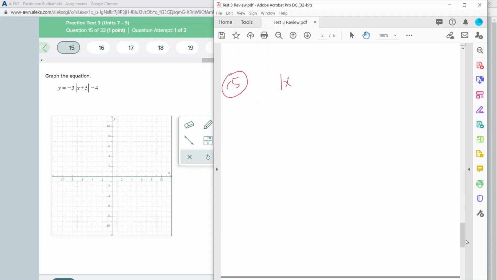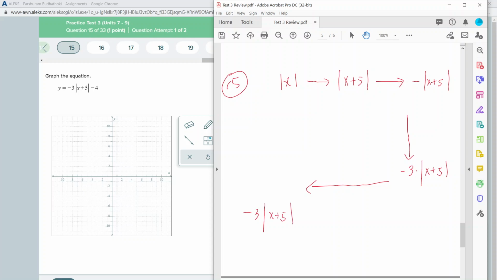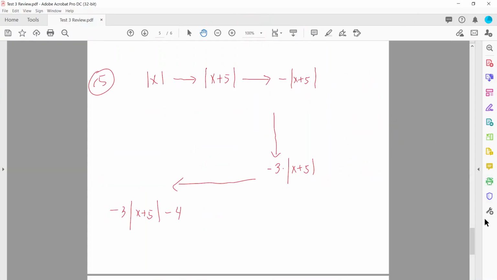Problem 15: you take the graph of absolute value of x and go to the graph of absolute value of x plus 5, and then you go to the reflection, or maybe that's up to you, the reflection or the stretching. After that you just go to stretching, so you have to multiply this by 3, so this is negative 3 times absolute value of x plus 5, and then finally you have to shift it vertically down, negative 3 absolute value of x plus 5 minus 4.